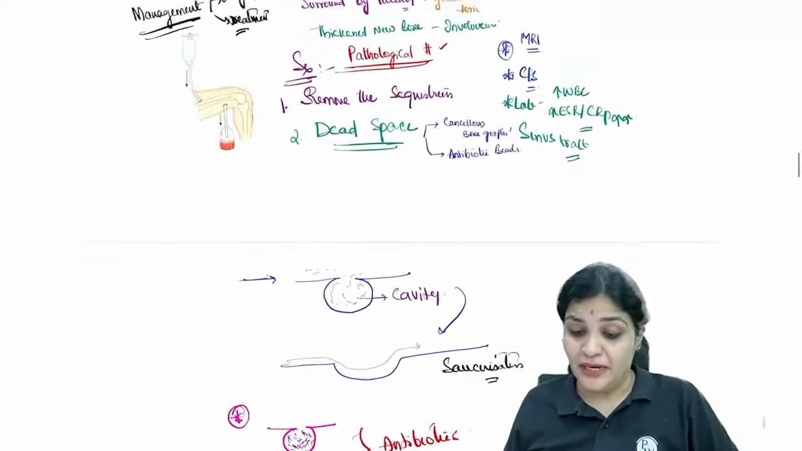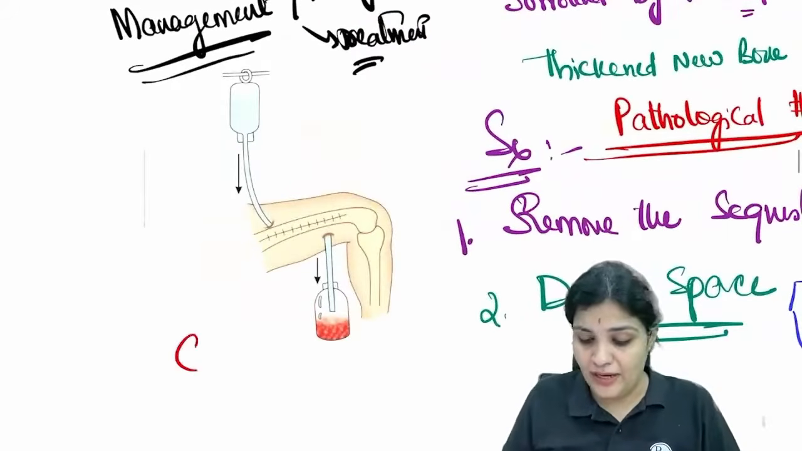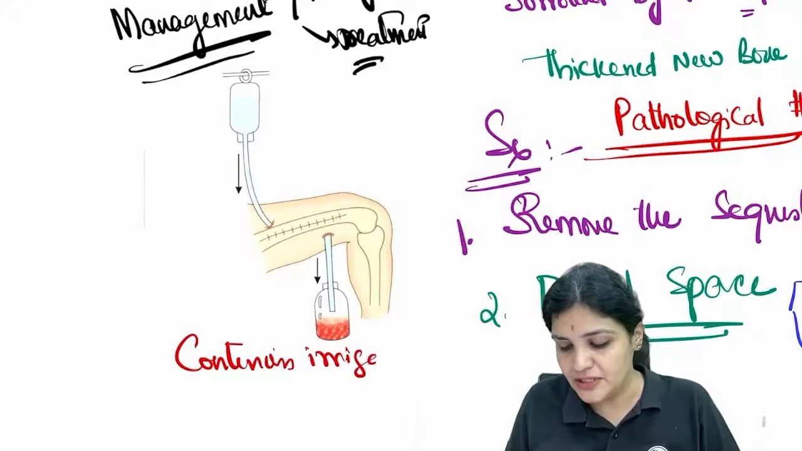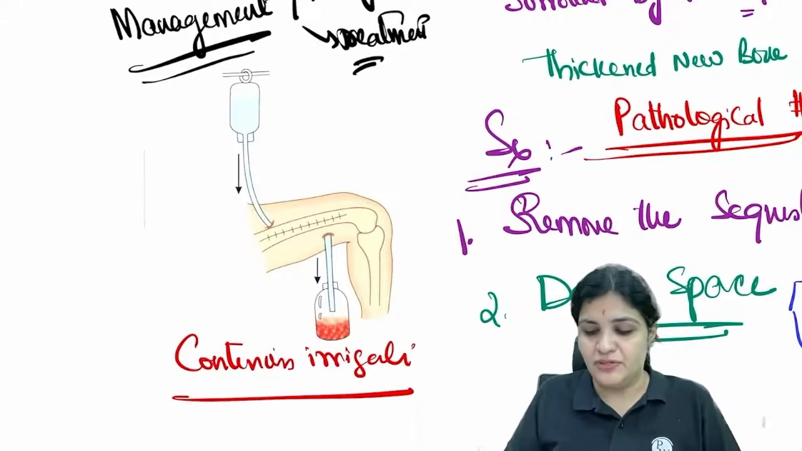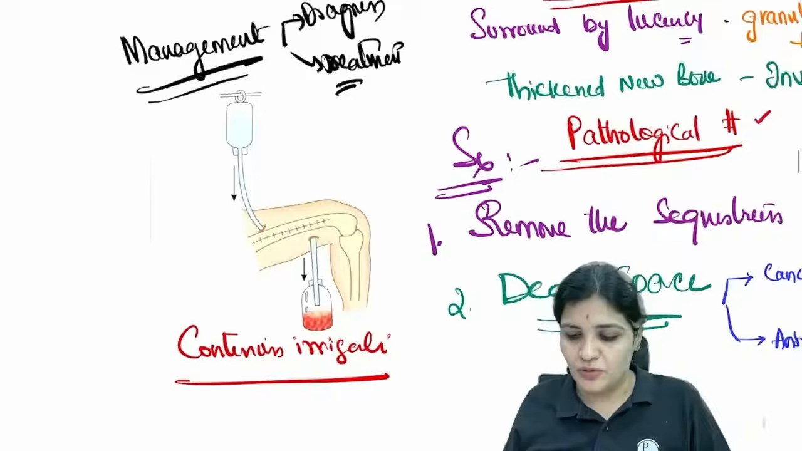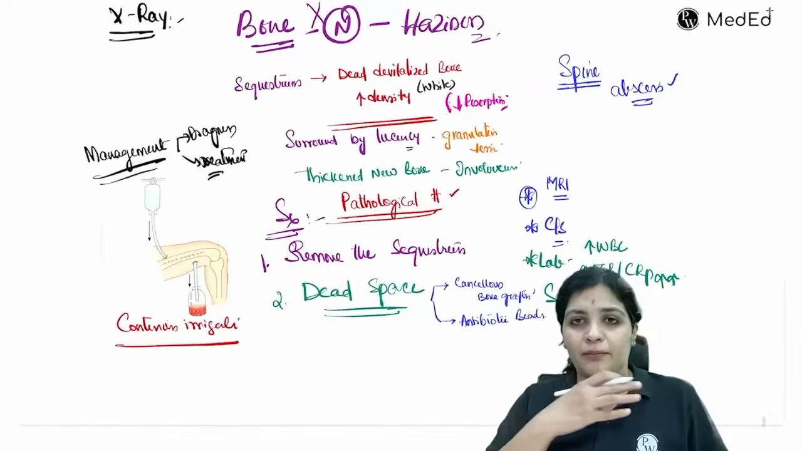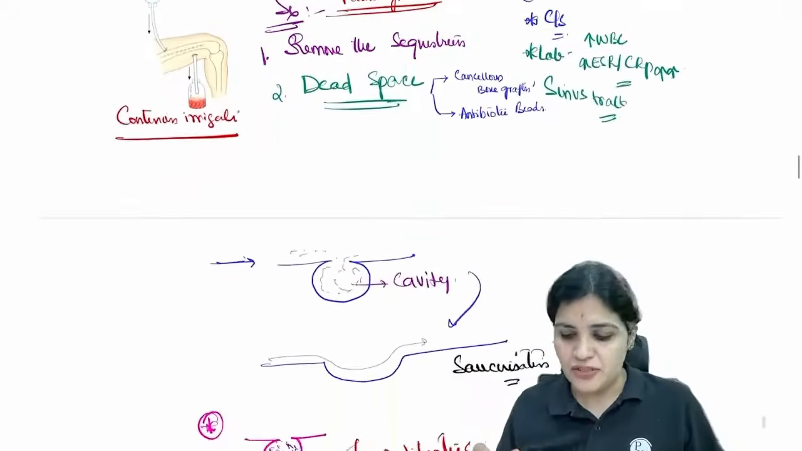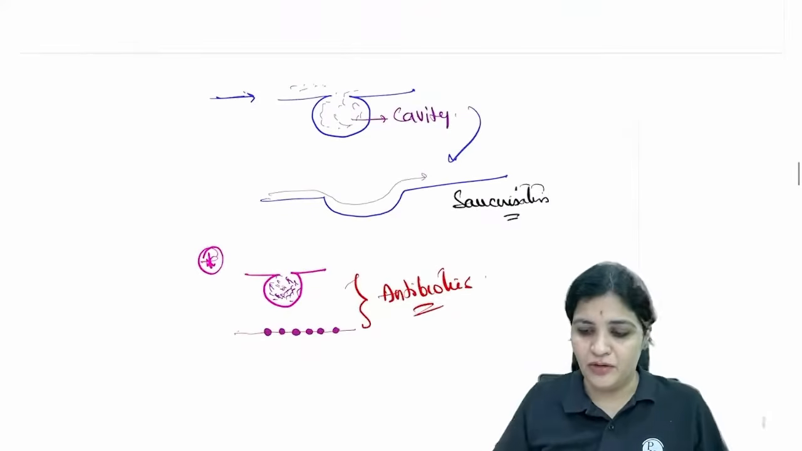And sometimes we can do the irrigation. This is called continuous irrigation. We run the fluid continuously with the antibiotic again, so that the cavity will be devoid of the infection, and it will help in the formation of granulation tissue. So this is the treatment of chronic osteomyelitis.